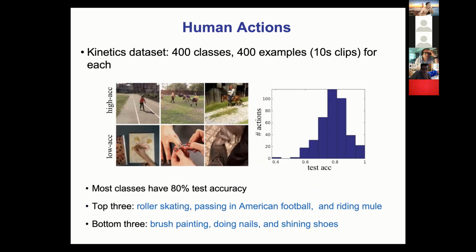And you can do the same thing with human actions. So if you put in a data set of labeled human actions, we can assess what activities are easiest for our system to tell the direction of time with. And the top three were roller skating, I guess where the person always becomes larger, passing a football in American football, and riding a mule. And the most difficult ones to assess what the direction of time is are brush painting, doing nails, and shining shoes.